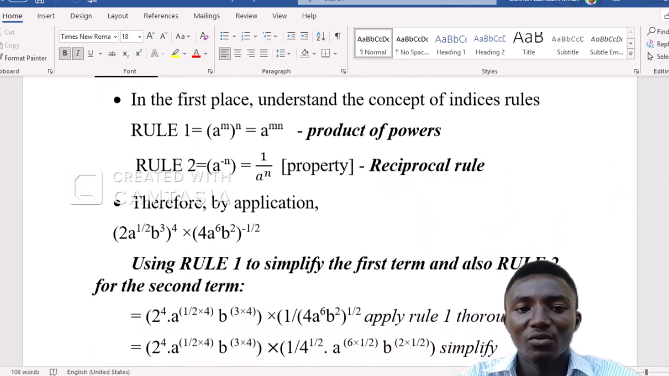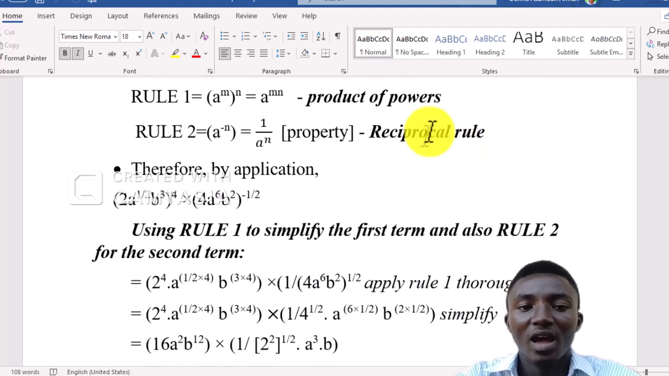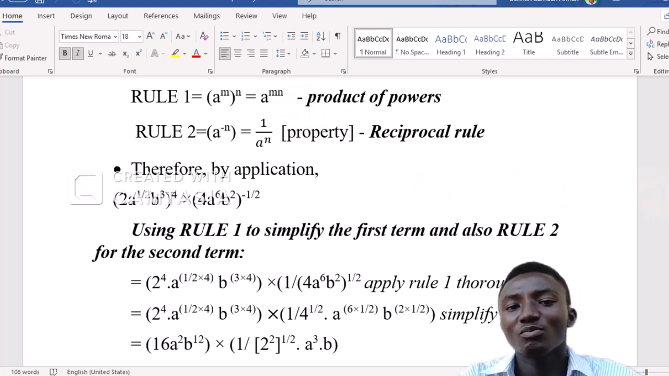So I've simplified the rules for you. We have a reciprocal rule and also a product of powers rule. I'm sure by now you understand, so we are going to base on these properties and rules to tackle our problem.